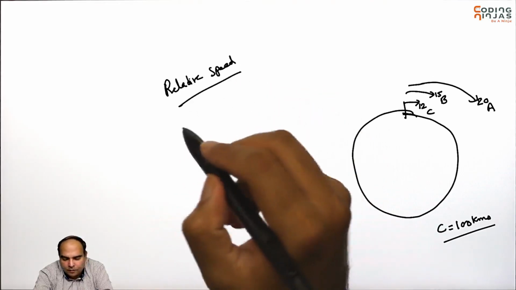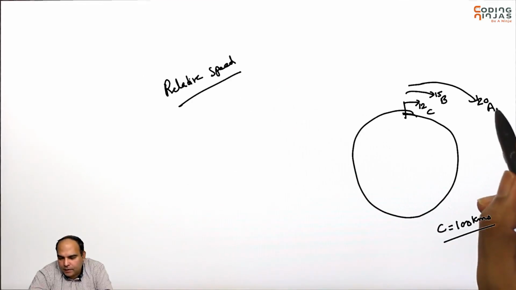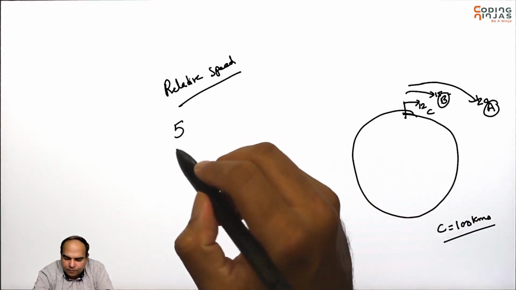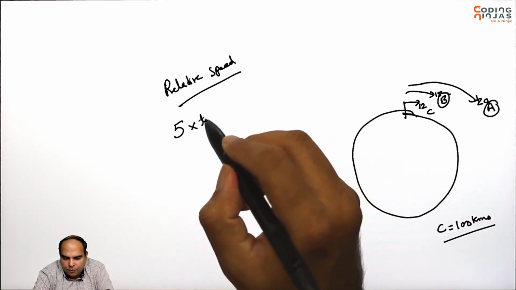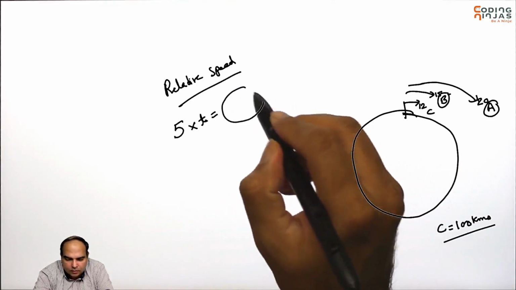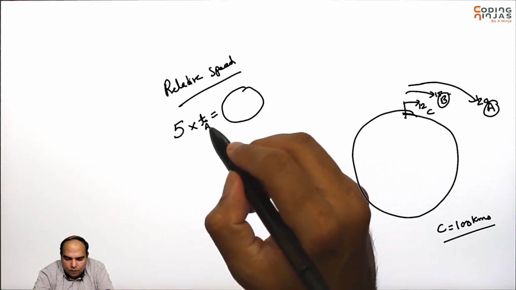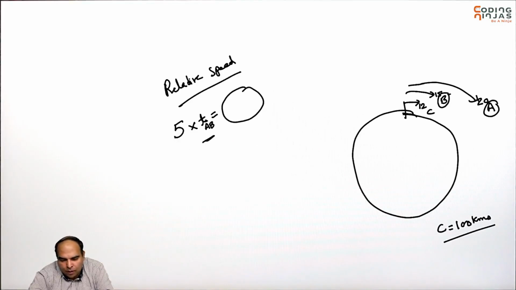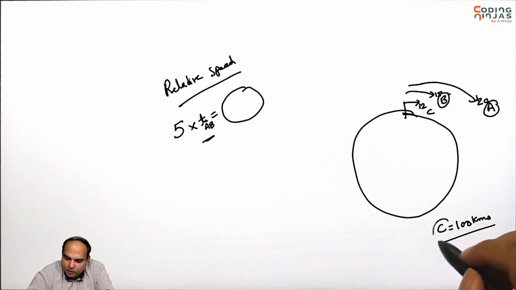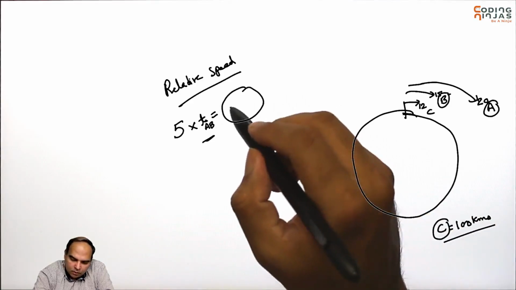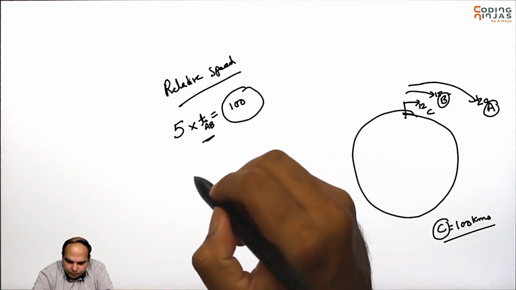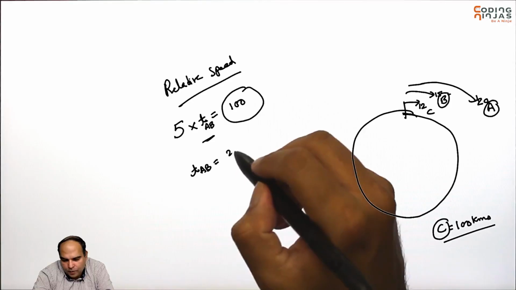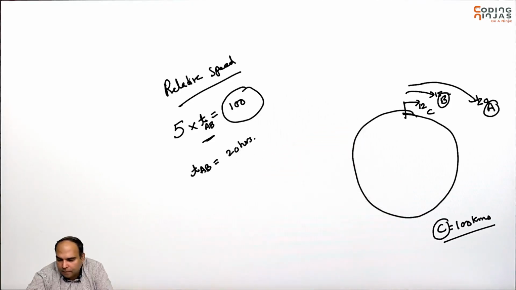The concept of relative speed works this way: if A is traveling at 20 and B is traveling at 15, the relative speed is 5. And 5 into T has to be the distance. For T to be equal to the time taken by A to overlap B, the distance has to be taken as one circumference of the circle. So in this case, the distance becomes 100, and A overlaps B in 20 hours.